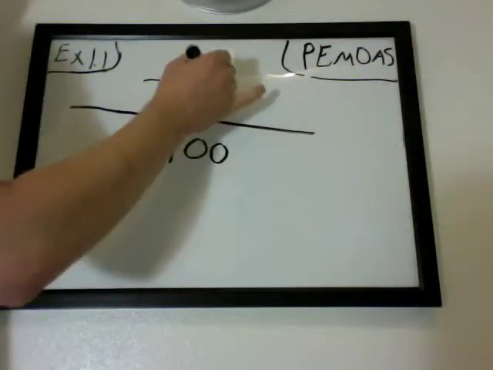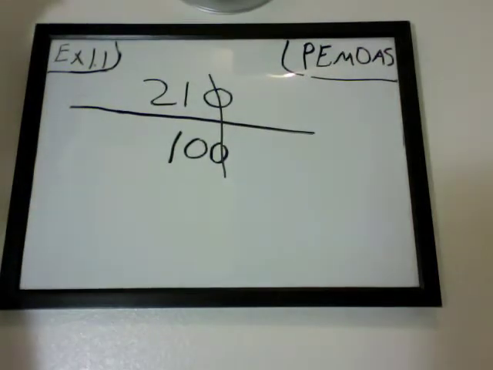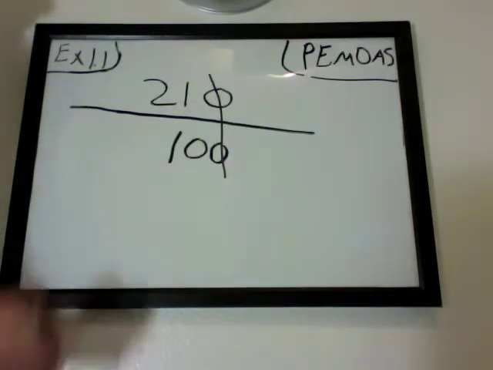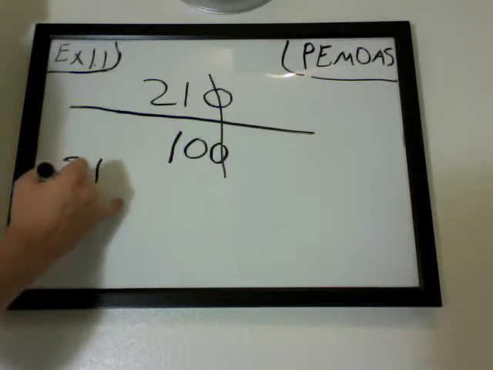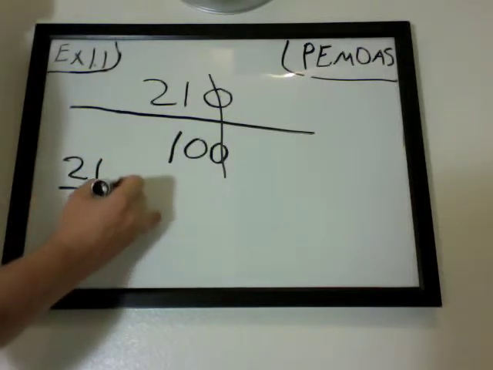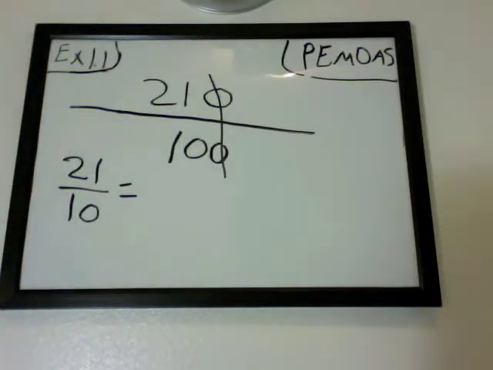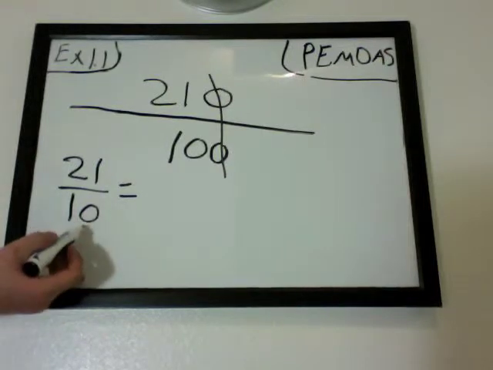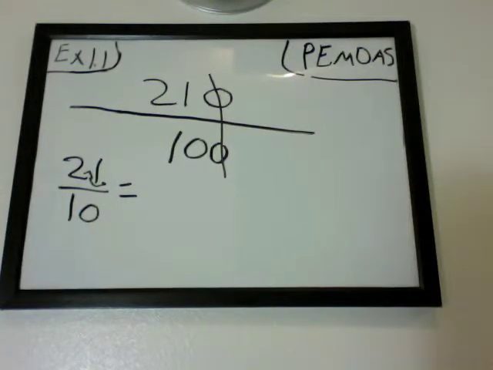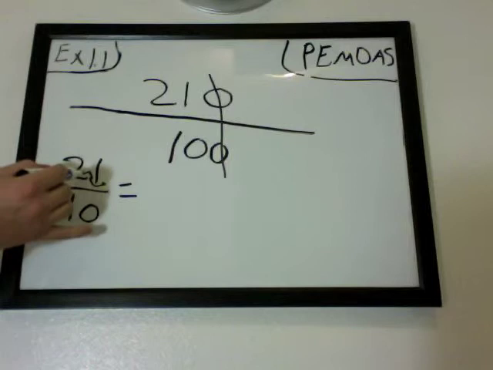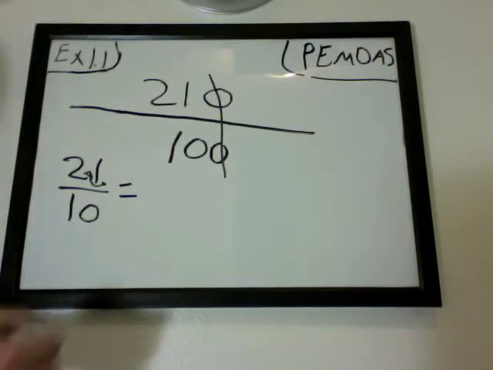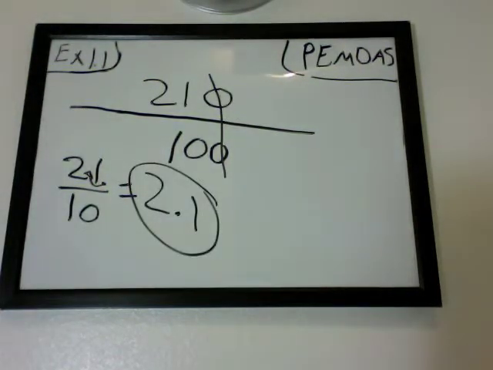Now, you saw this before. Make this into a reduced fraction. Cancel the zeros off, so it's 21 over 10. And we can change that into a decimal. 10 tells us to move the decimal of the 21 over one place to the left. So we just get 2.1. And that would be your final answer.